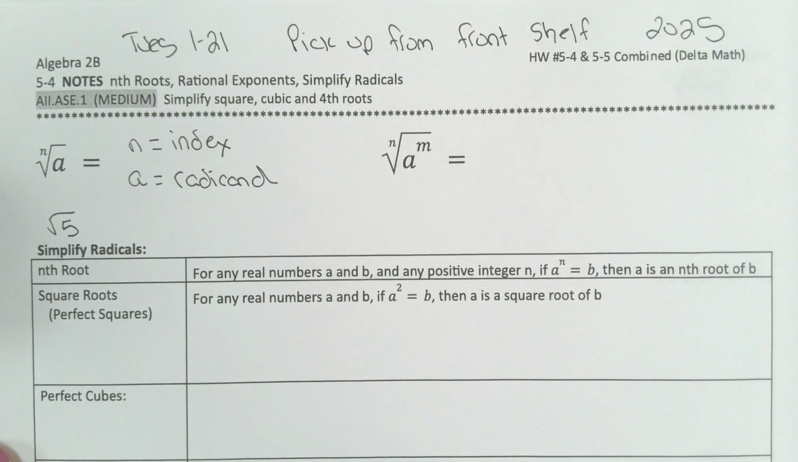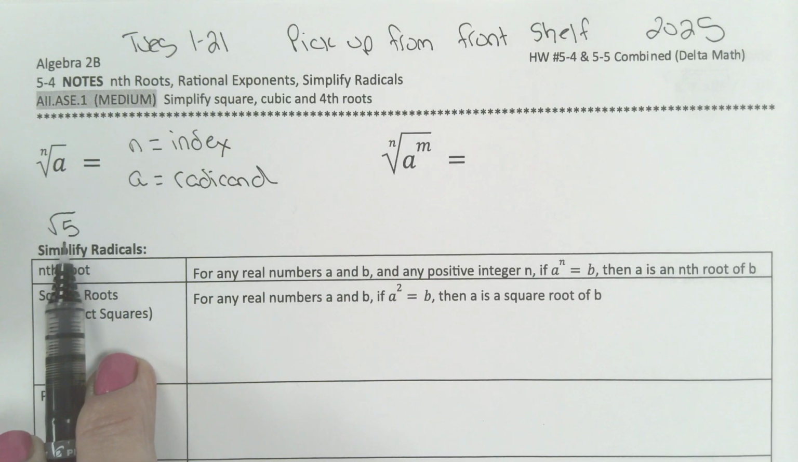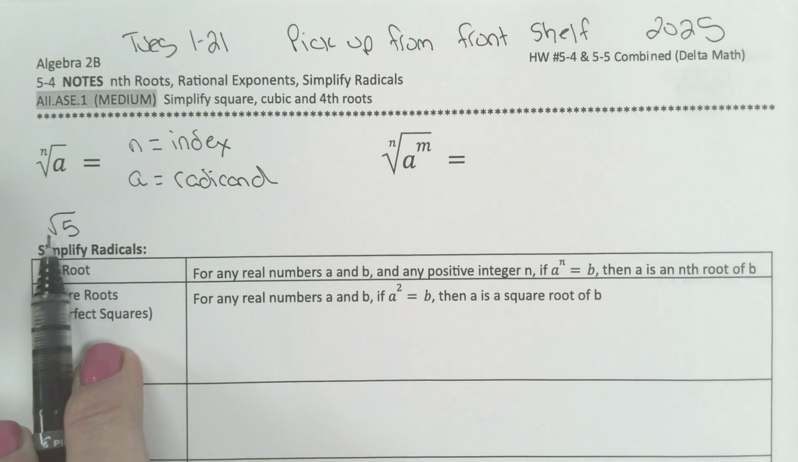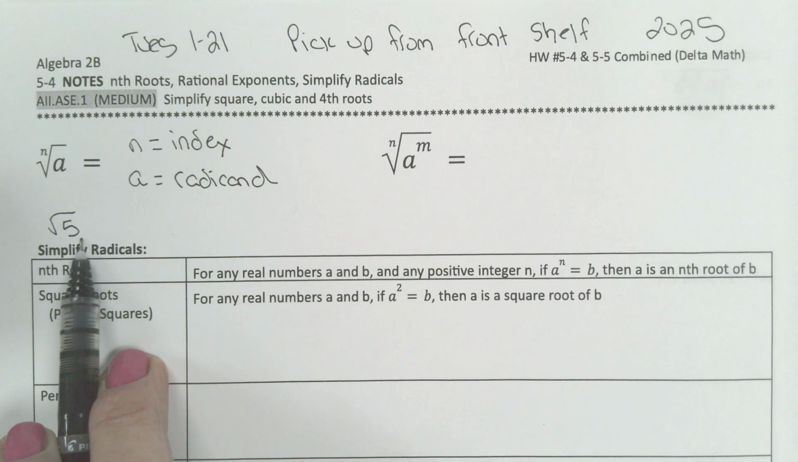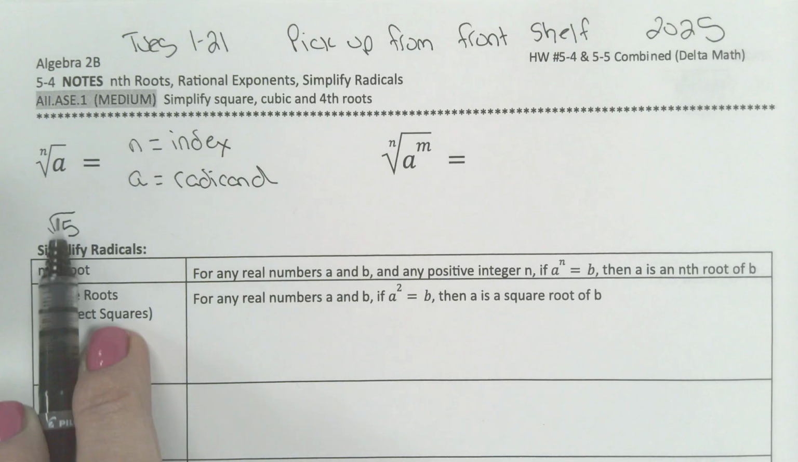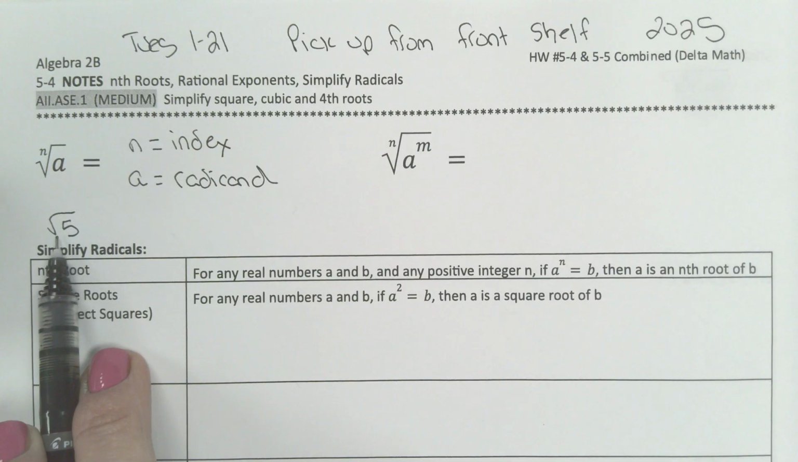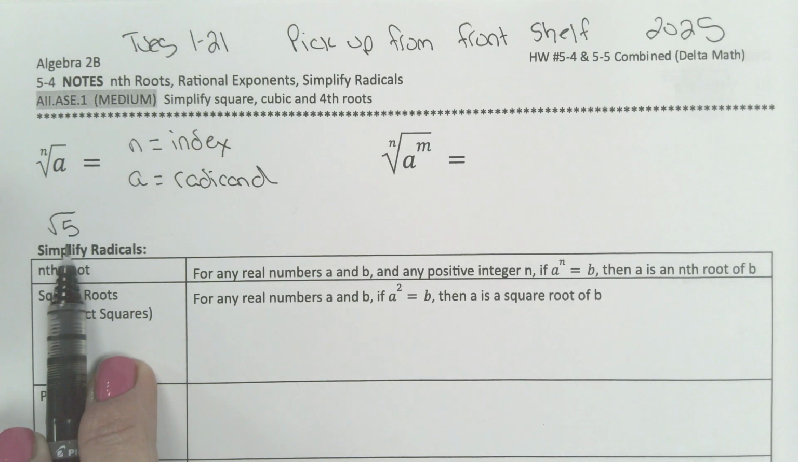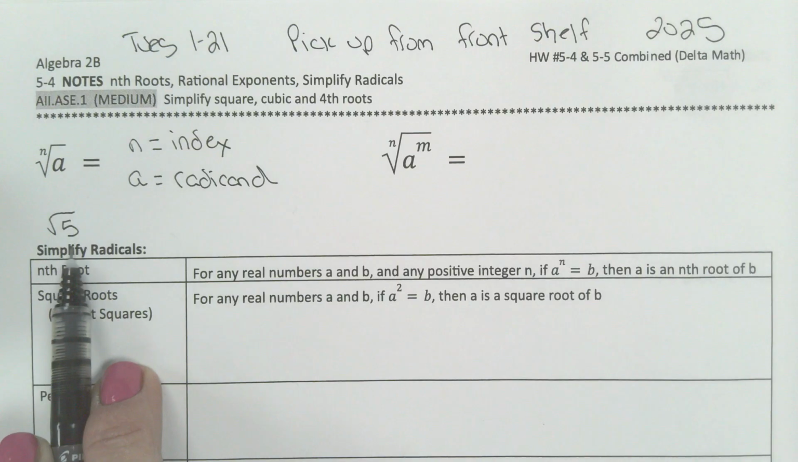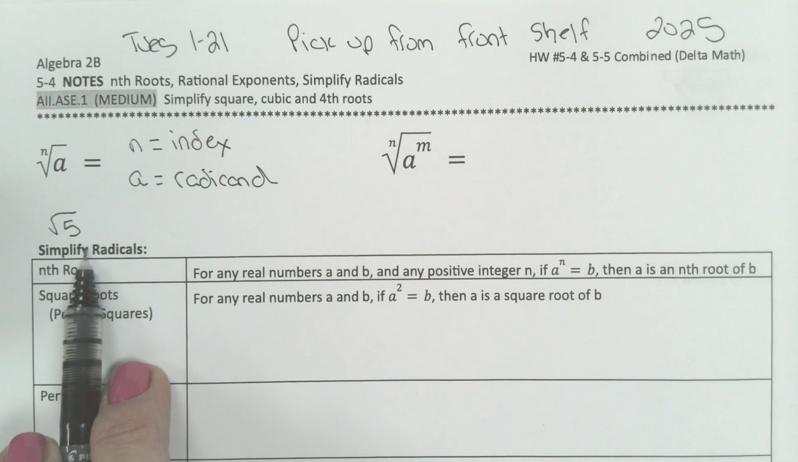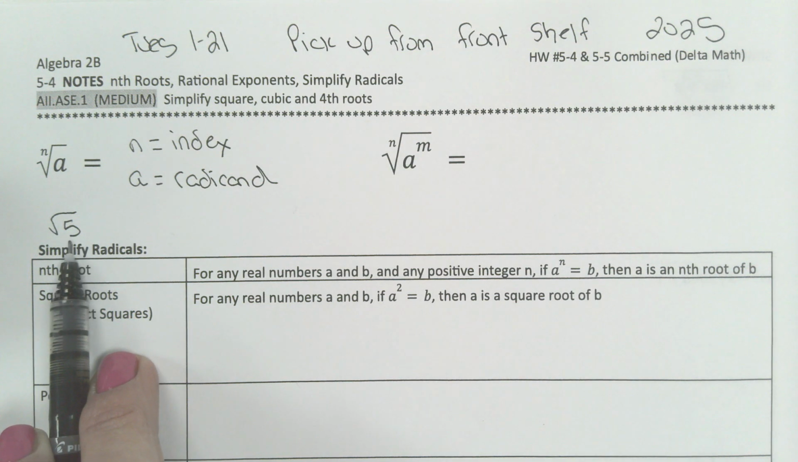If you have an expression like this, and there is no number in that little notch, how would you read this? How do you say that? How else could you say that? Anybody? Radical 5. Go ahead. The square root of 5. This is the square root of 5.